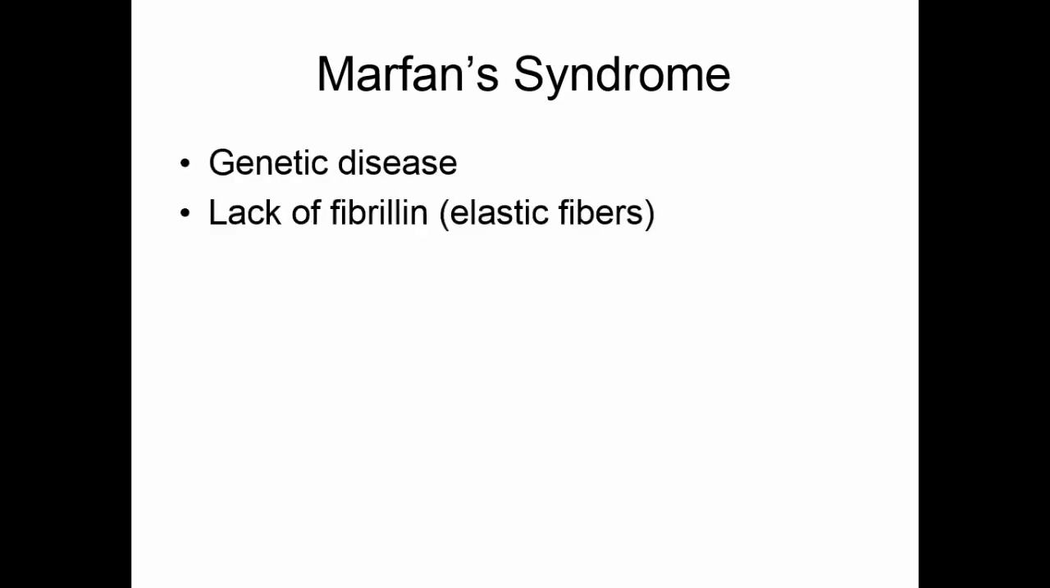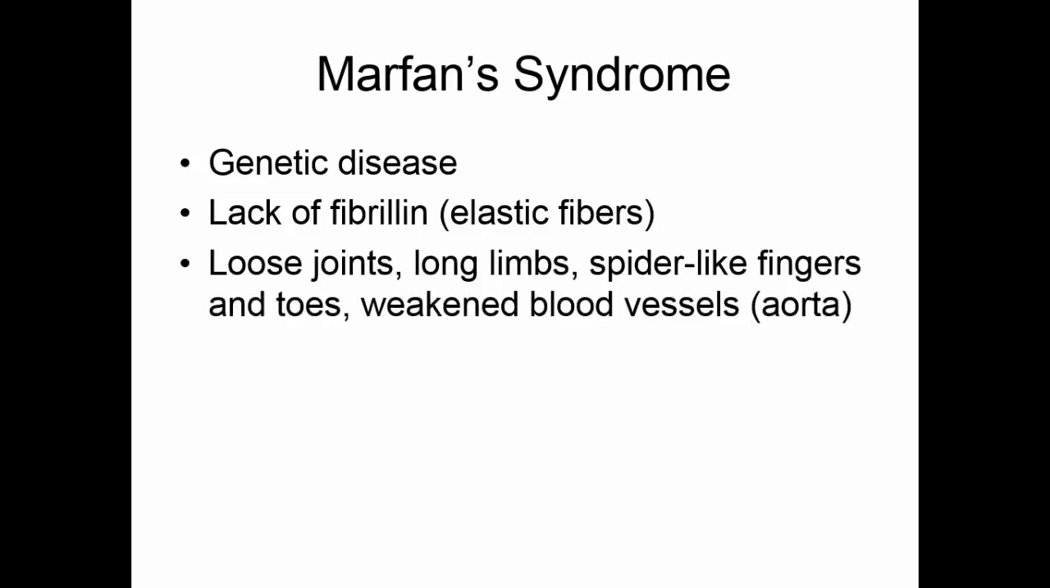Another disorder involving connective tissue is Marfan's syndrome. This is a genetic disease. Here, these people lack the ability to make the protein fibrillin. This is what is found in elastic fibers. As a result, these people have very loose joints, long limbs, spider-like fingers and toes, and weakened blood vessels. Elastic tissue is important in the major arteries, and if it's the aorta that is damaged, they are subject to aortic aneurysms. Marfan's syndrome has been seen in some famous people. Probably someone you will have some familiarity with is Abraham Lincoln.